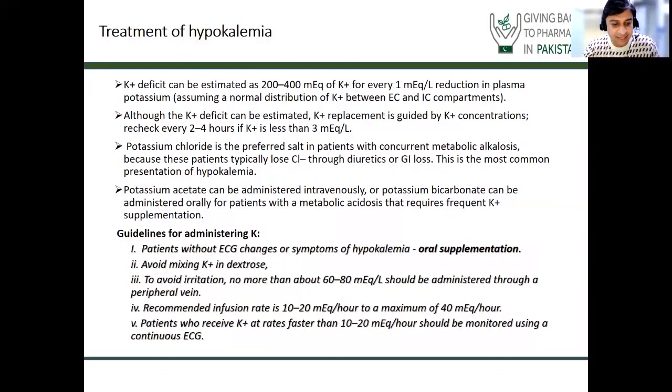To avoid irritation, no more than 60 to 80 milliequivalent per liter should be administered through a peripheral line. And patients who require very high replacement, or in whom the ECG changes are very pronounced or recurrent, should be admitted to the intensive care unit. They should have continuous ECG monitoring, and the replacement should be continued at 10 to 20 mEq per hour through a central line. The maximum rate is 40 milliequivalent per hour.